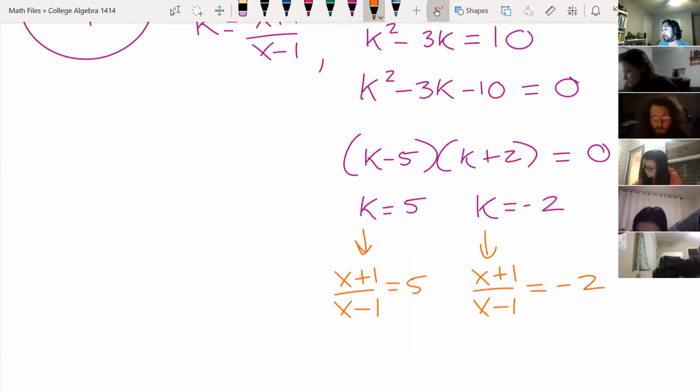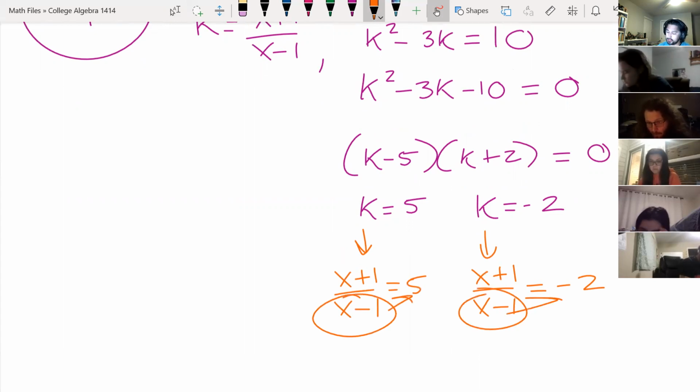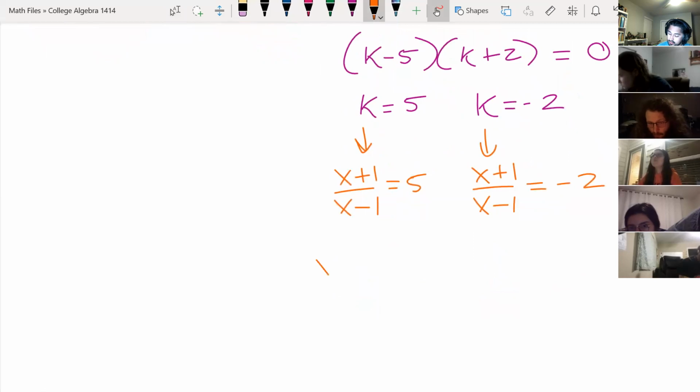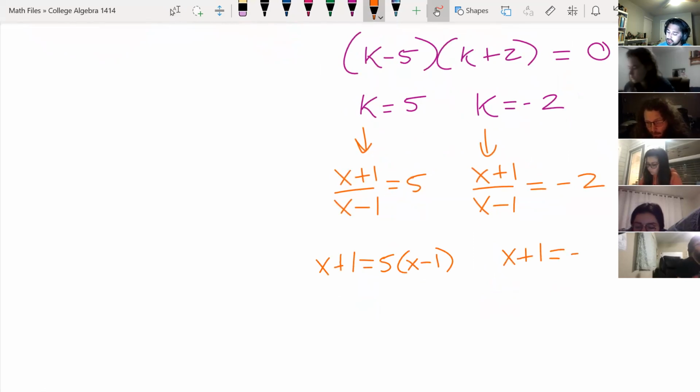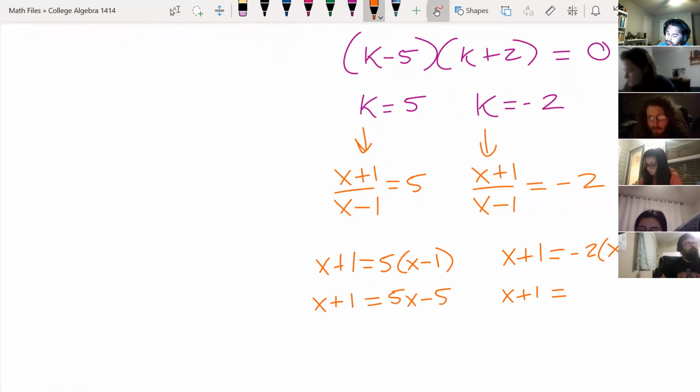And let's just go ahead and solve for x. So what we're going to do is just take this denominator and multiply it to the right side on both of these equations. And I'll get x plus 1 equals 5 times x minus 1, and x plus 1 equals -2 times x minus 1. And then just solve for x. So x plus 1 equals 5x minus 5, and x plus 1 equals -2x plus 2.